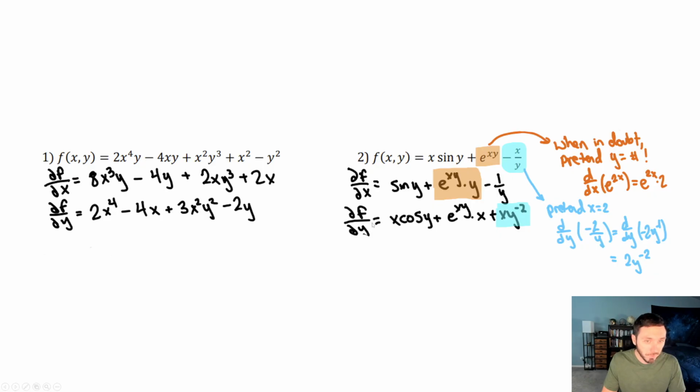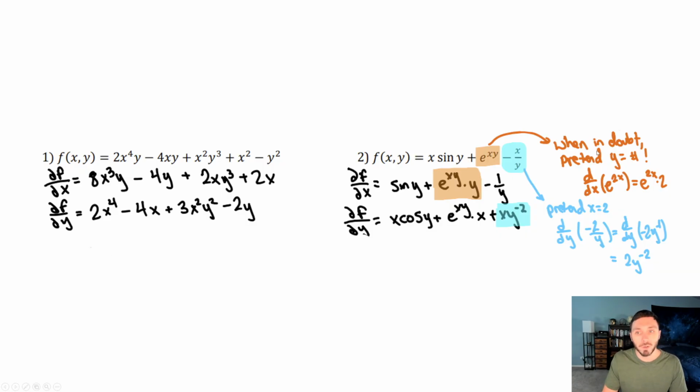Whereas the derivative of, say, 3 sine y would just be 3 cosine y. The derivative of x sine y with respect to y is x cosine y. If it's inside of a function, you still have to do things like chain rule or quotient rule or product rule. If you see it happening, then you have to do it.